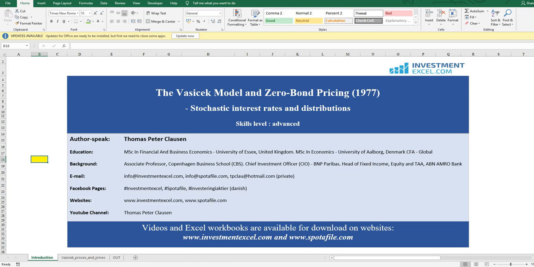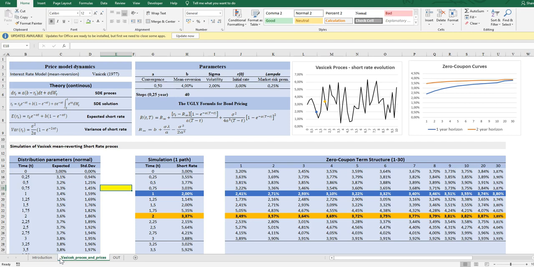Let's just look at the stochastic dynamics of the Vasicek model. First, the Vasicek model is an interest rate model. It's a one-factor model with what we call a Markov property. That means that all information needed for future distributions of the short rate is captured by the information in the current and observed interest rate.